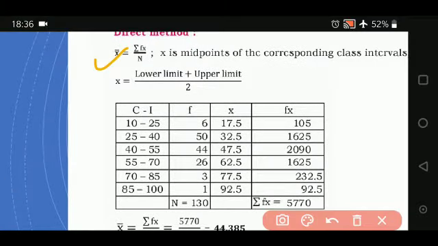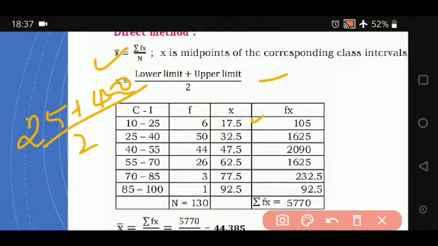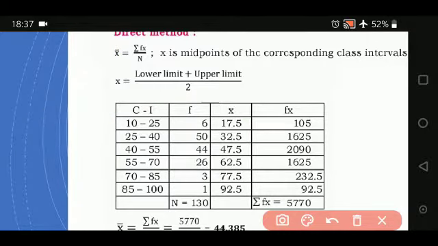For the direct method, for discrete as well as for continuous, the formula is going to remain the same. And how do you find the mid value? That is lower limit plus the upper limit divided by 2. And when I apply the same thing, I am getting 17.5. Next, 25 plus 40 divided by 2, you get 32.5. Then next 40 plus 55 divided by 2, you get 47.5. Then next comes 62.5, then 77.5 and 92.5.